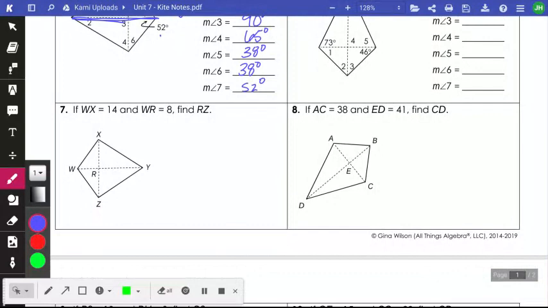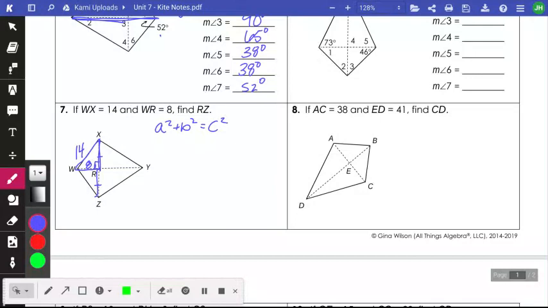All right, let's look then at number 7. It'll be a little different. We know that WX is 14. I'm going to label that. And WR is 8. We need to find RZ. Okay, well, this and this are congruent. So if I can actually find RX, I will have found RZ. So if you look at this little triangle here, it is a right triangle. And I know 2 of the 3 sides. So we're going to once again use the Pythagorean theorem.